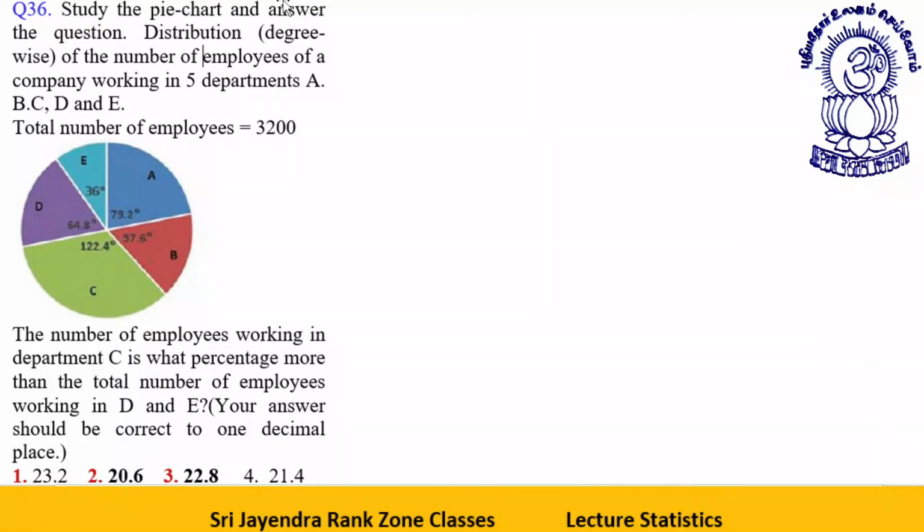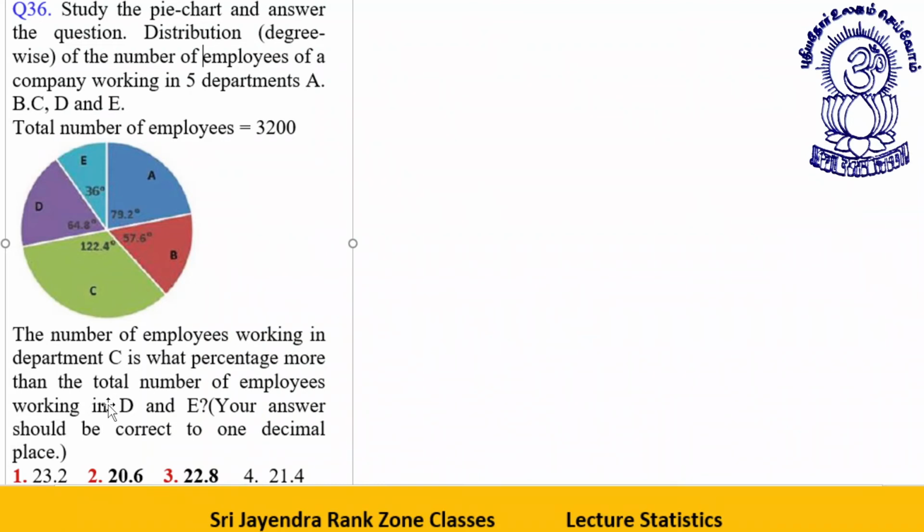Next question. Study the pie chart and answer the question. Distribution degree wise of the number of employees of a company working in 5 departments A, B, C, D, E. Total number of employees 3200. See, there are 5 departments A, B, C, D, E. The degree wise, these are the employees. Let me read the full question first, then I will tell you the solution.